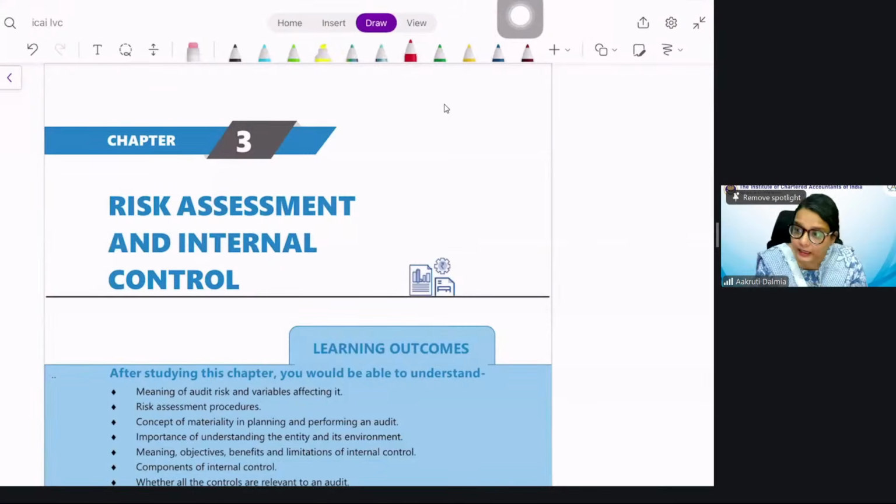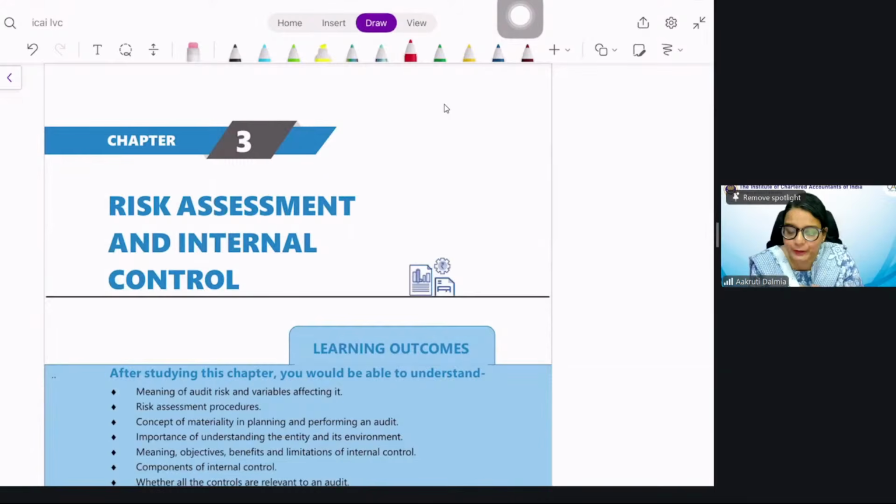I hope you have studied chapter number 1 and chapter number 2, just gone through it on your own, because it is very important that after class, if you read the chapters, it will be much easier for you to grasp things, and you'll start the process of remembering things.